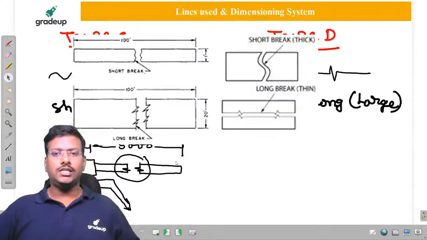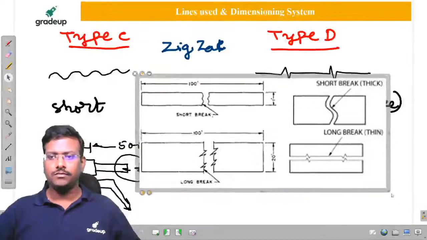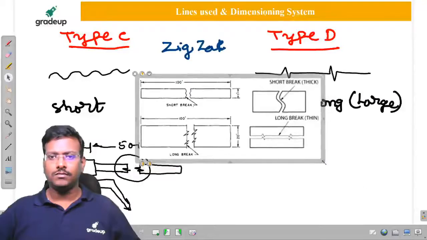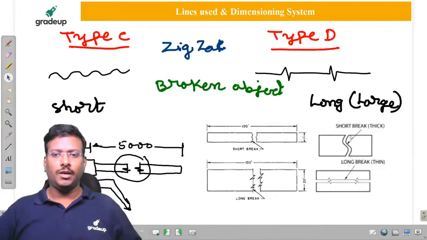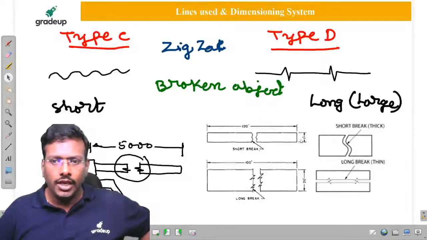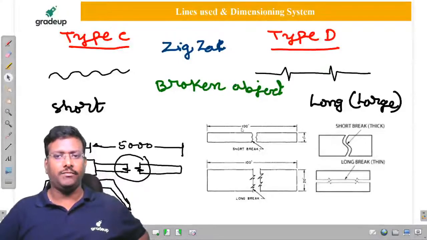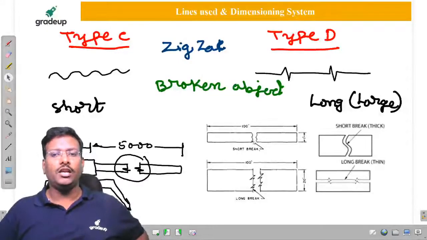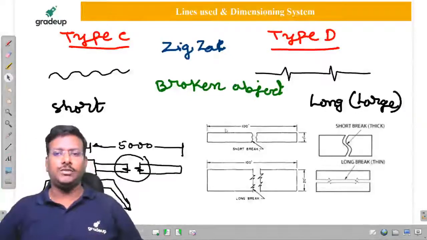Now let us consider this particular object. You will get the clarity, my dear friends. If you observe the meaning here, you can get the clarity. So here depth is 1 inch only, length is 100 feet. Once the thickness is very less, the breaking object is very small, we are going to show it like this.